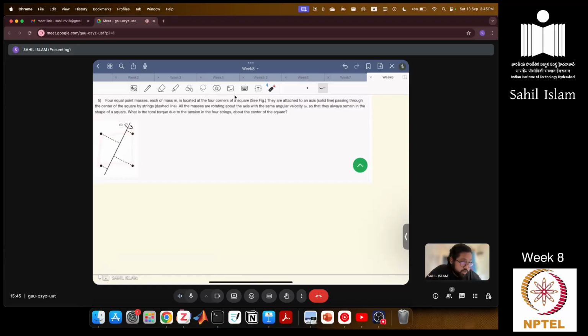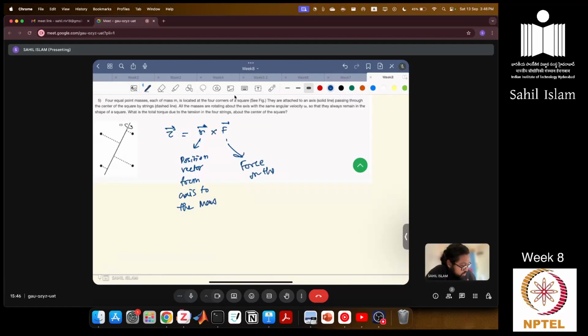Very easy question. You have to think in terms of the direction of force and the definition of torque. Torque is r cross F, where r is the position vector from the axis to the mass, and F is the force on the mass. So you have to think in terms of those lines.